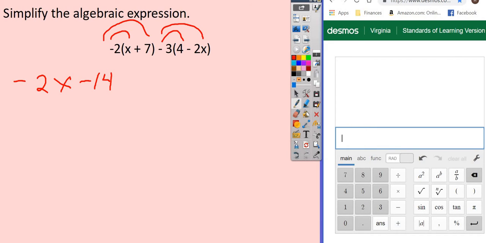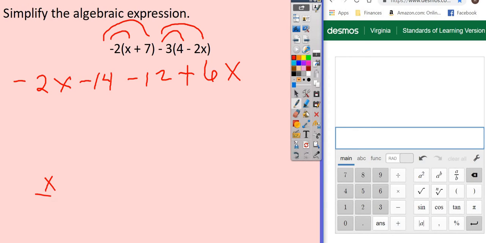Never forget, you've got Desmos right there. Feel free to use it. Negative 3 times 4 is a negative 12. And negative 3 times negative 2x becomes positive 6x.